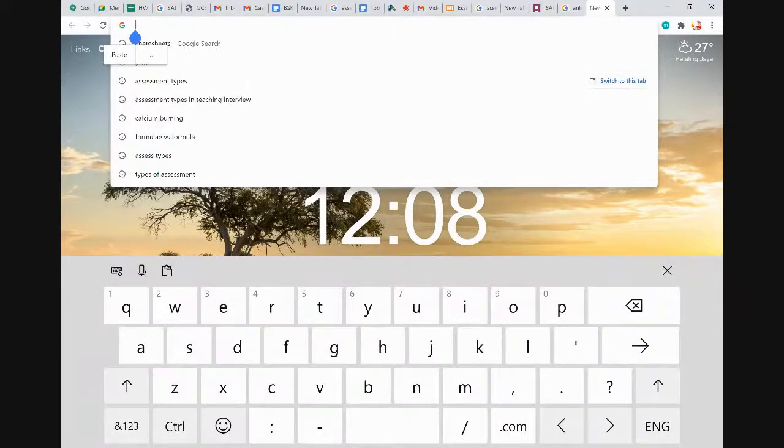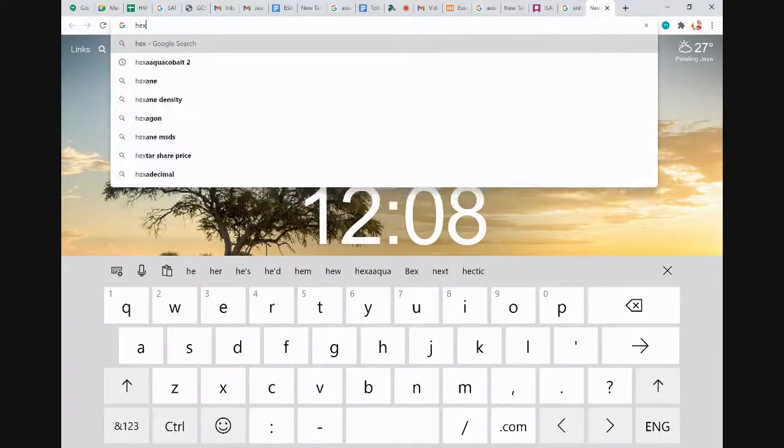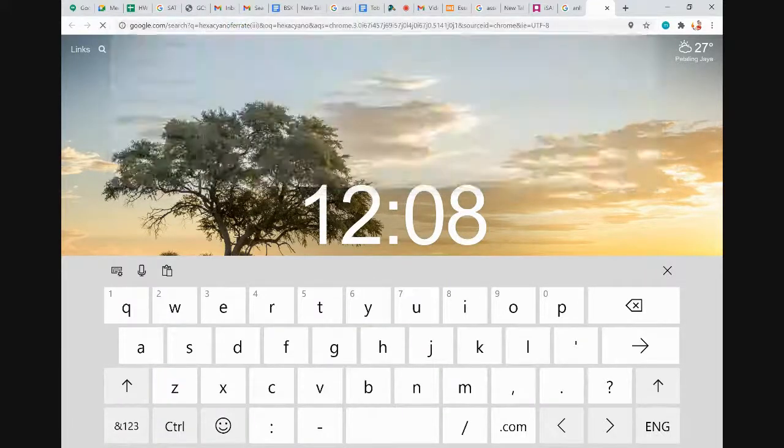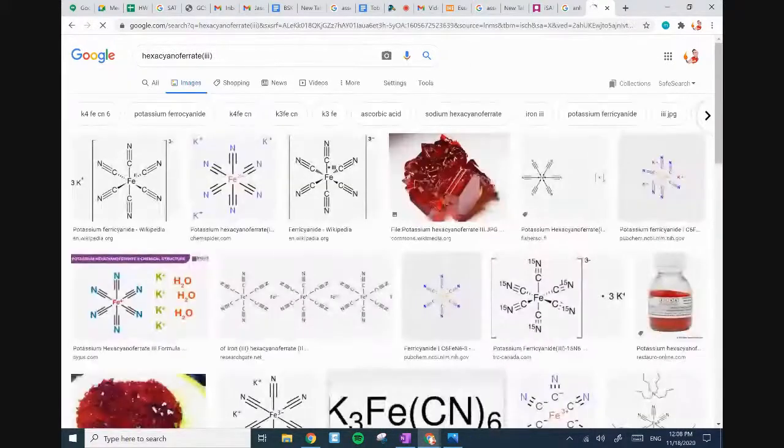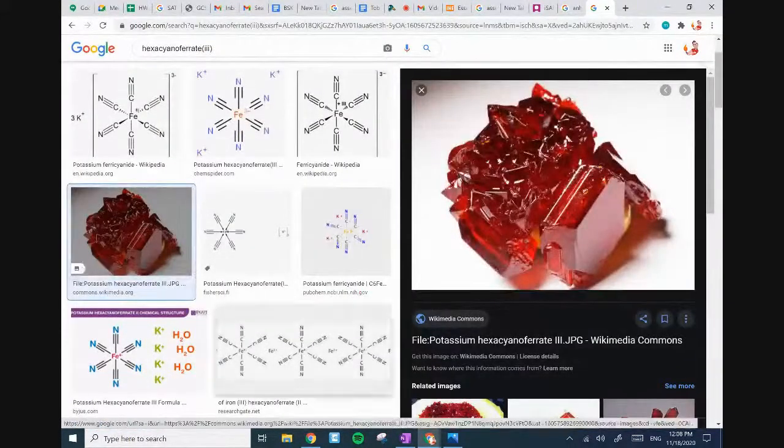So this is the hexacyano iron 3. They've called it ferrate. Images. Yeah, look at that, blood red. Isn't that beautiful? Yeah, it was one of the only methods of being able to get red back in the old days.